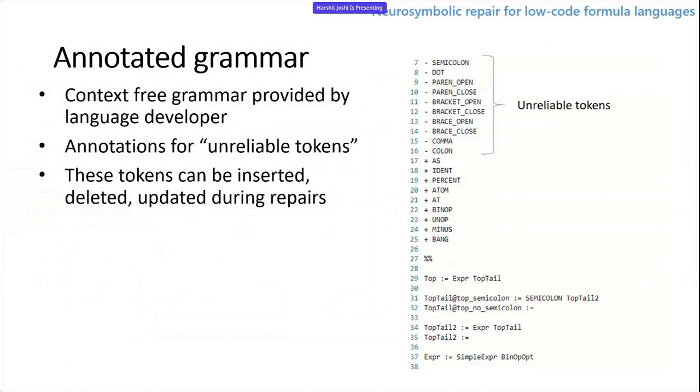The context-free grammar that the repair engine developer provides us needs to be annotated for unreliable tokens. These unreliable tokens are the tokens that we are allowed to edit while we are producing the repair. We went over a lot of user forums for Excel and PowerApps, and we found that these are the tokens where users usually make a lot of mistakes, like delimiters, parentheses, commas, dots. The one great thing about this is that the repair engine developer has the flexibility of bringing in domain knowledge, and they can annotate as many unreliable tokens as they want.